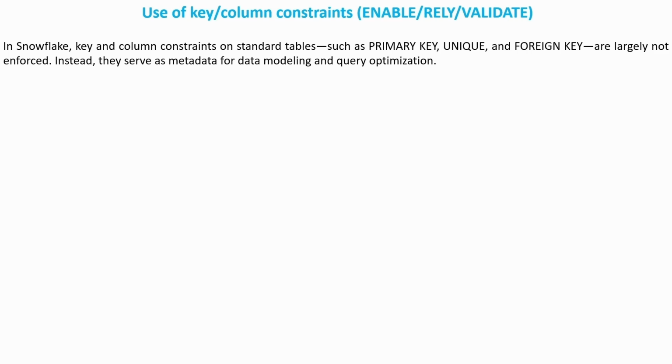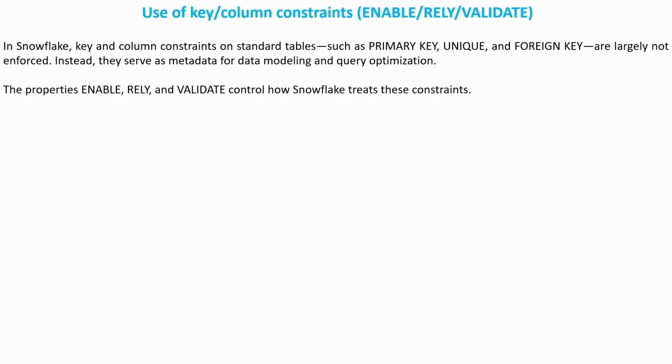Let's now discuss the use of key or column constraints. In Snowflake, key and column constraints on standard tables, such as primary key, unique key, and foreign key, are largely not enforced. Instead, they serve as metadata for data modeling and query optimization. The properties like enable, which is used for metadata, rely, which is designed for the Snowflake query optimizer, and validate, which checks the existence of data, control how Snowflake treats these constraints. To be very honest, these constraints exist, but they are really not enforced by Snowflake. But you should know where you need to use them and where you don't. By default, Snowflake doesn't enforce them. It's up to the business use case.